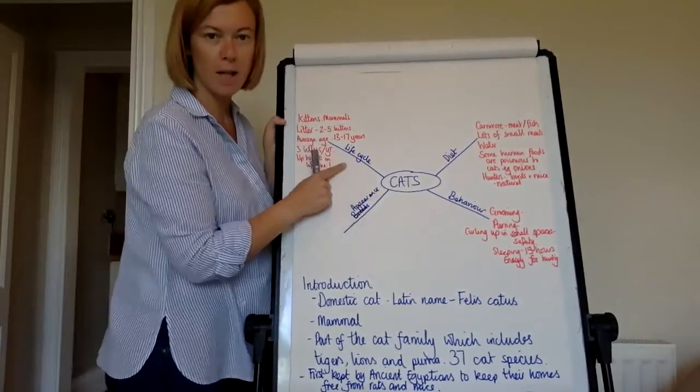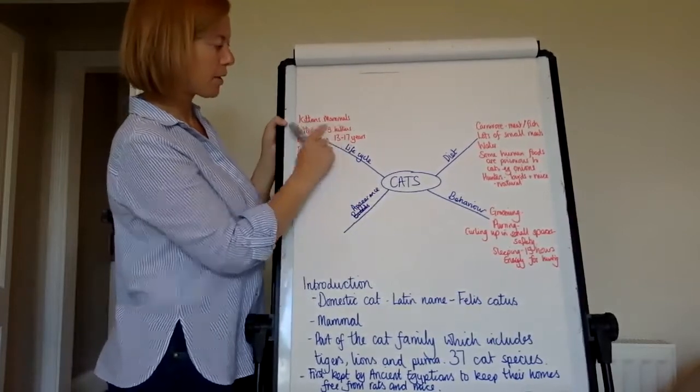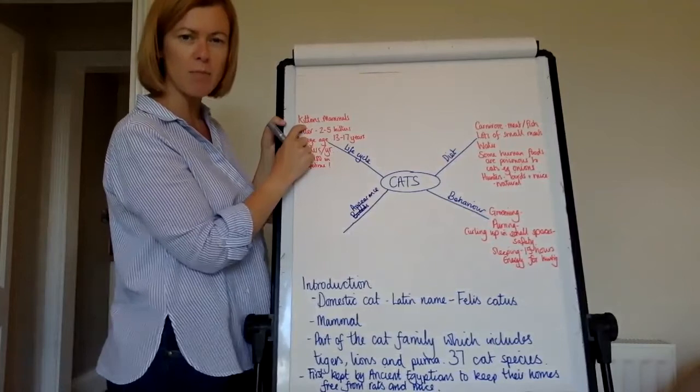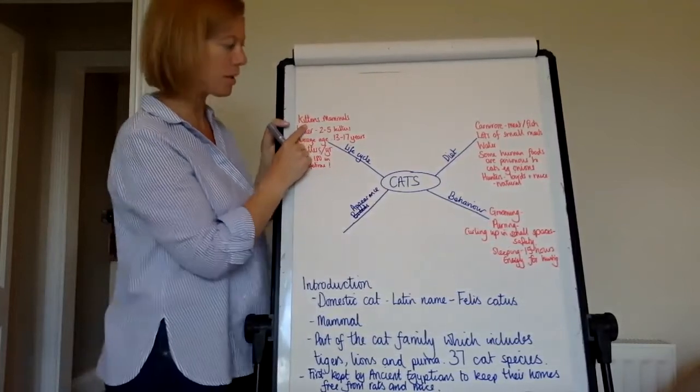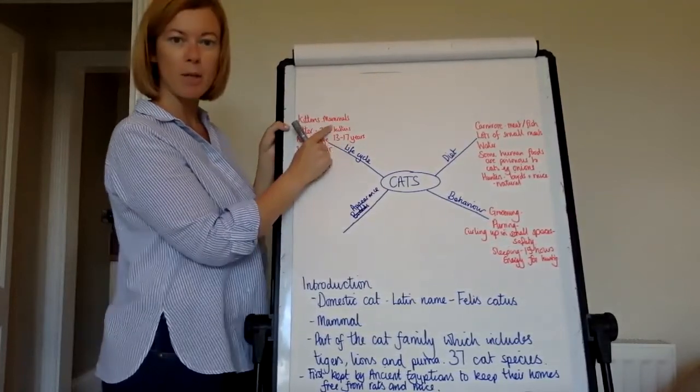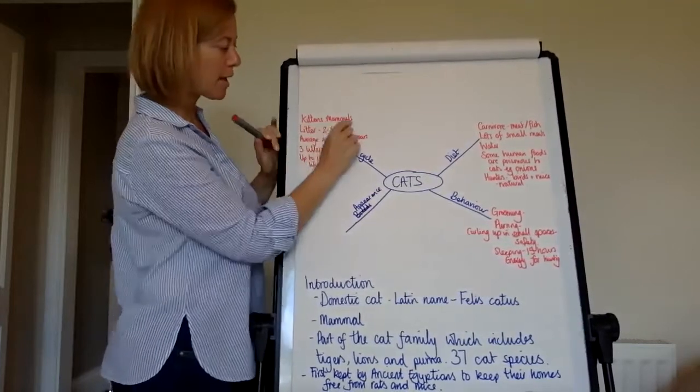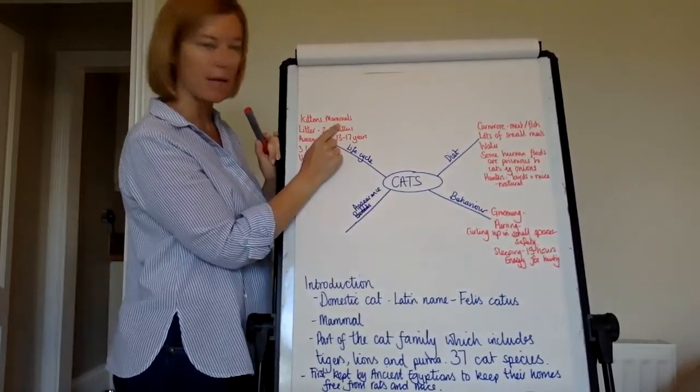So the life cycle of a cat. I found out that cats have kittens. They don't have babies like humans do, they're called kittens. And cats are mammals, so they give birth to live young. So I think that is some technical language I'm getting there in my plan.